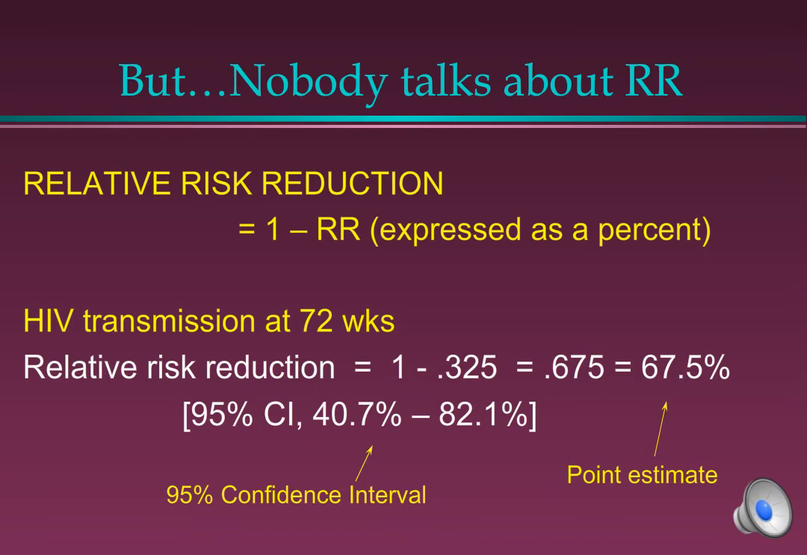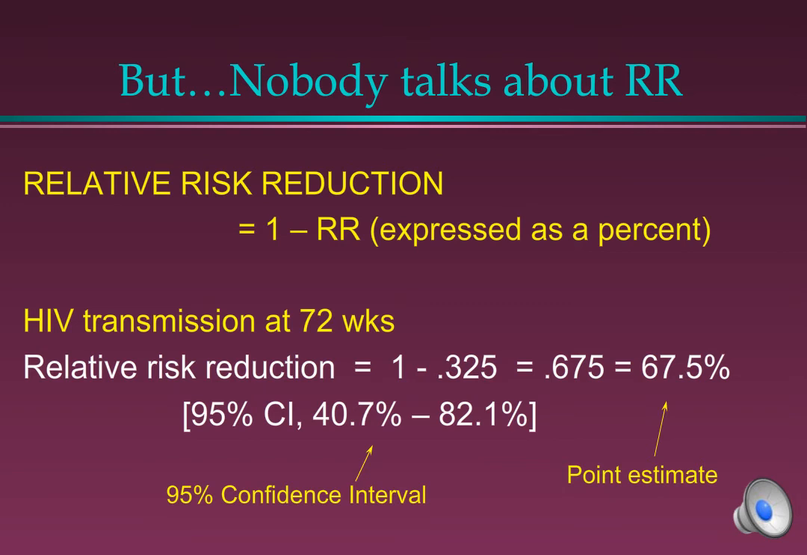So again, ACTG 076, HIV transmission at 72 weeks, the relative risk reduction is simply 1 minus 0.325, which is the same as 0.675. And if we just multiply that by 100 in order to get percent, we can see that that's 67.5%. So in normal language, we would say that AZT reduces HIV transmission from mother to child by 67.5%. That's the point estimate, the best guess for that relative risk reduction.